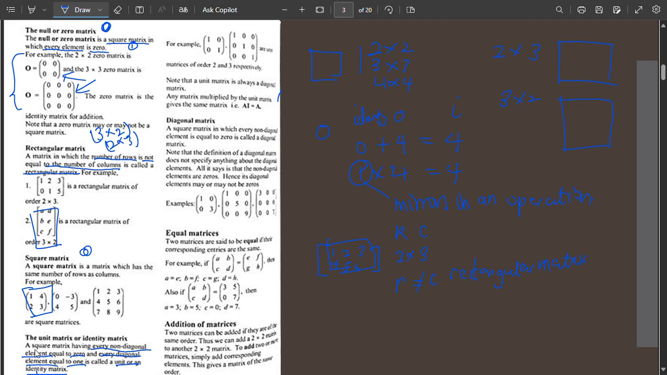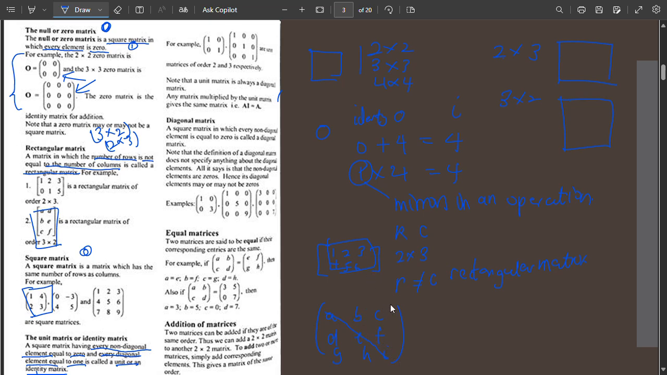So first, let's see non-diagonal elements. What do we mean by diagonal or non-diagonal elements? When we take a matrix, we call this the leading diagonal of the matrix, right? So every matrix has a diagonal. The diagonal is an imaginary line that moves from the top extreme left diagonally to the extreme right. So these elements that are along the diagonal, those are the diagonal elements.